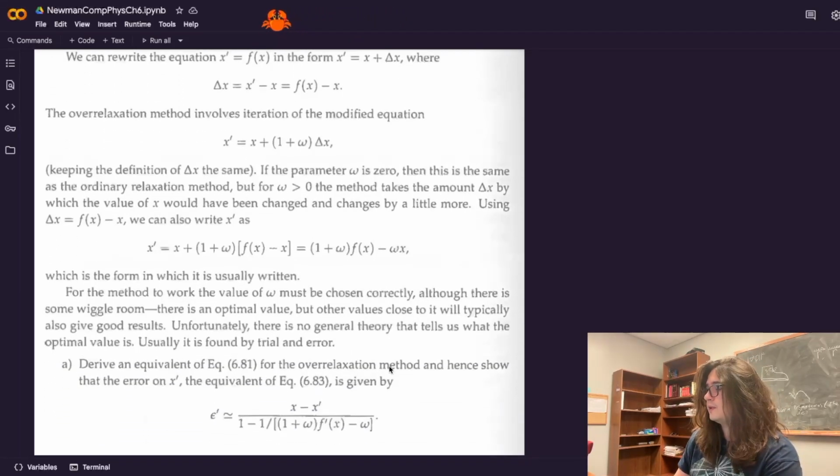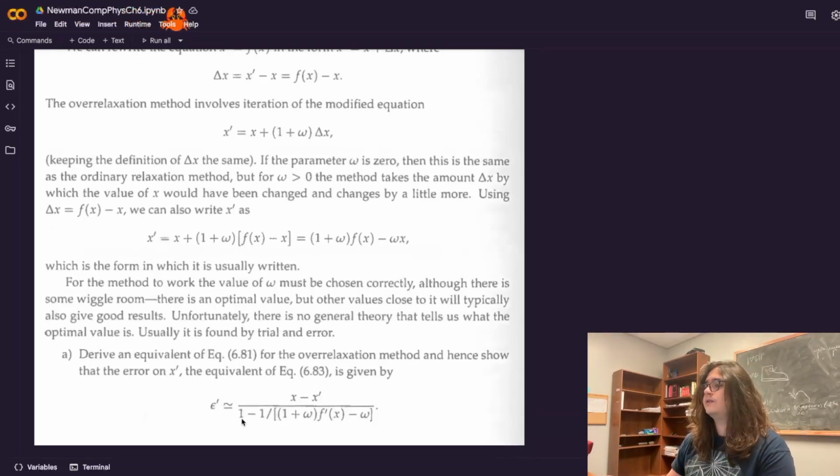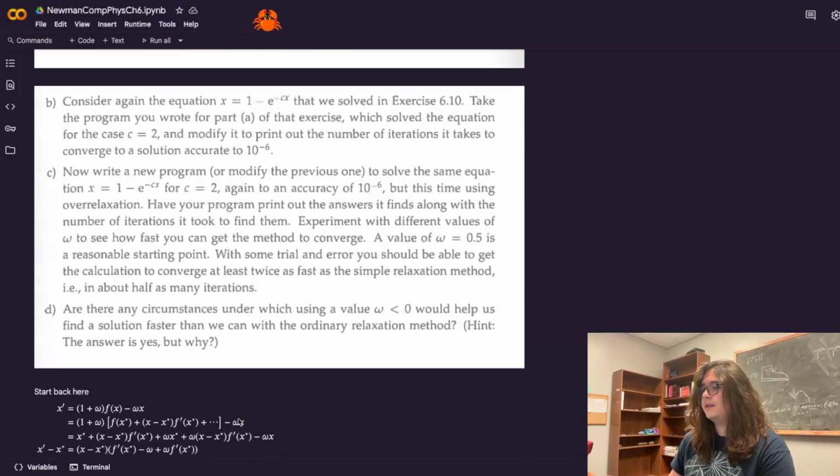But the first part of the problem is actually to figure out what the error on the over-relaxation method is, starting by deriving an equivalent to equation 6.1, Newman says, which is evil because you don't need to start with 6.81. You actually just need to start with 6.75. So I did that here.